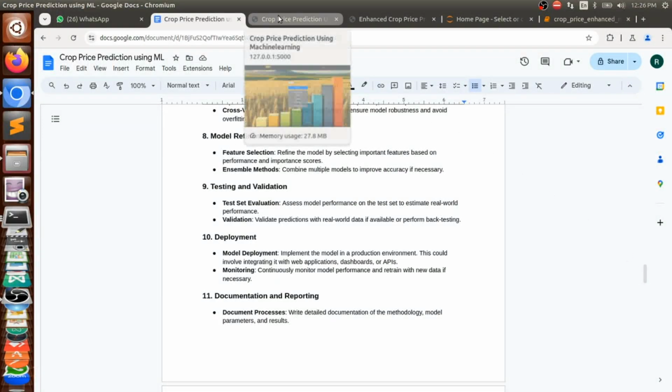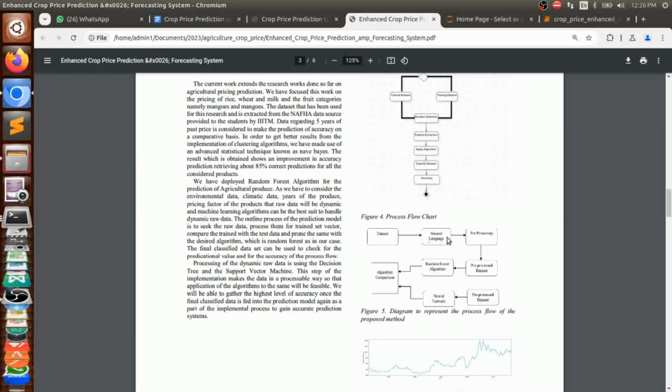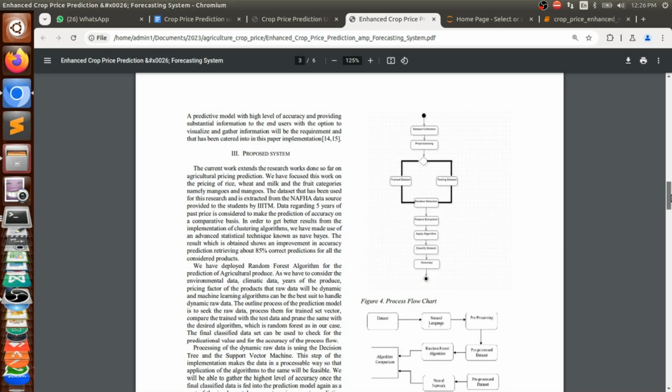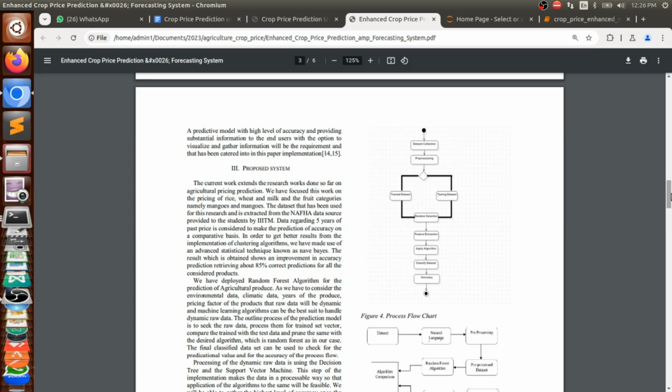Okay, now we're going to discuss the paper: what is there in the paper, what they are discussing about the project, what they implemented and how much accuracy they are getting. So we directly jump to their proposed system. They are focusing on the pricing of rice, wheat, milk and fruit. It means they are going with limited categories, and with mangoes also. They are using the NAFA data source, collected over 5 years.